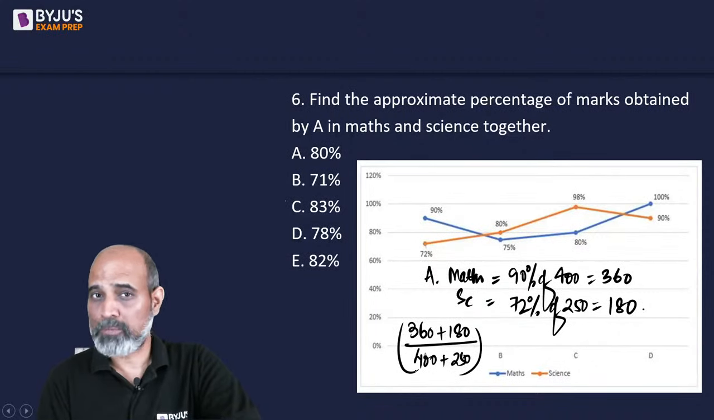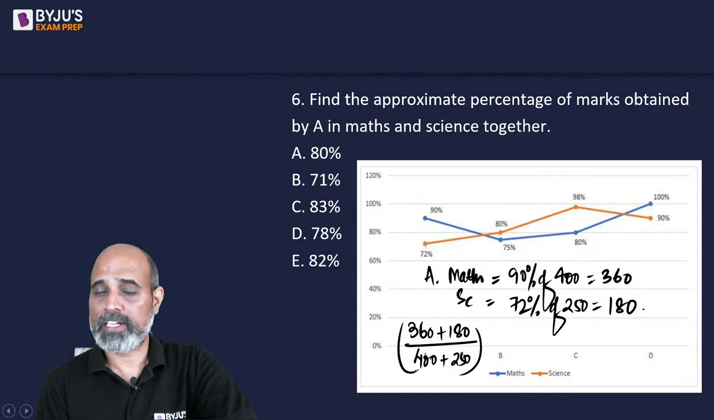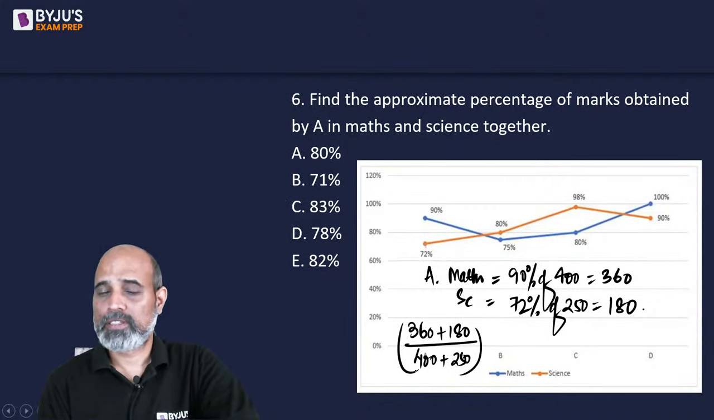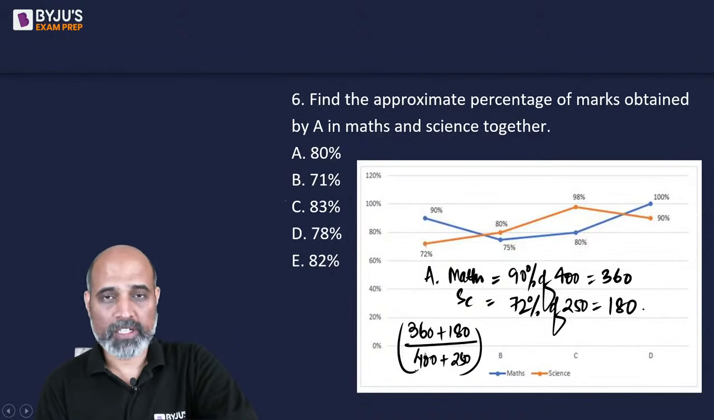It's not the sum of the percentages divided by 2. We don't calculate like that. If you have been calculating like that until today, then you have been doing it wrong. That is the wrong approach. It is never calculated like that.